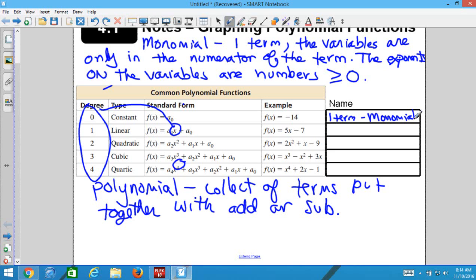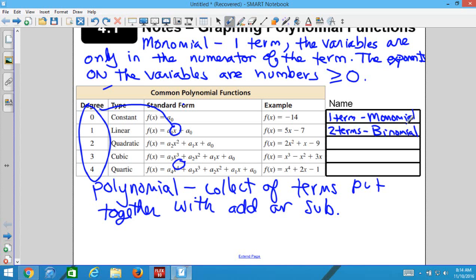The second example, the linear equation. The example, f of x equals 5x minus 7. How many terms? 2 terms. And if it has 2 terms, what do we call it? Binomial. A linear function does not have to have 2 terms. It could have 1 term. This is just an example. What makes it linear is that the x is to the first power only. That's what makes it linear. It's not the number of terms.